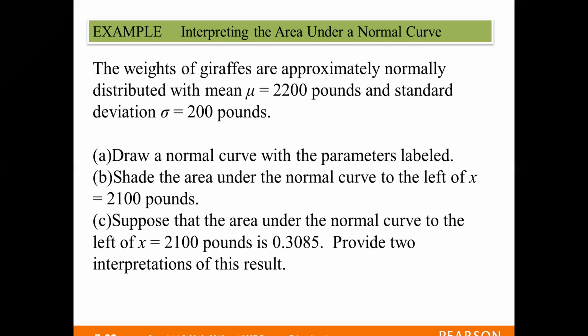For example, let's say the weights of giraffes are approximately normally distributed with a mean of 2,200 pounds and a standard deviation of 200. And it has us go through some processes here. First, it wants us to draw the normal curve. Then it wants us to shade the value under 2,100 pounds. And it says, suppose that the area under the curve below 2,100 is equal to 0.3085. Interpret the result.